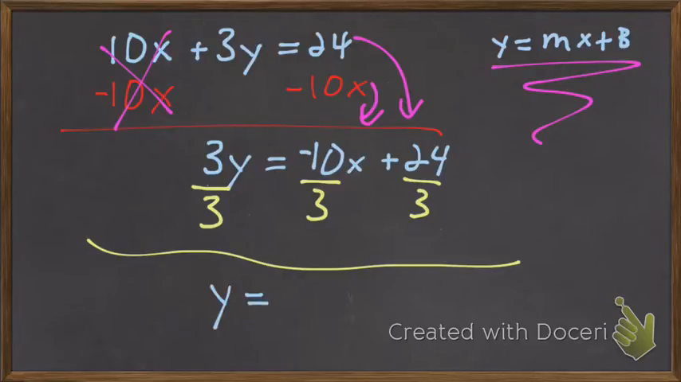Y equals negative 10 over 3 is now our slope. Now, does negative 10 over 3 reduce? No, there's nothing that it reduces by. So we can just leave it as the fraction. Slope is a fraction anyway. Plus, what's 24 over 3?